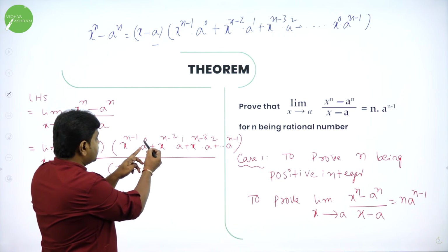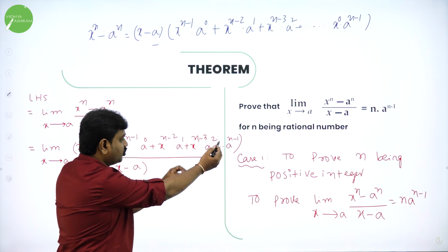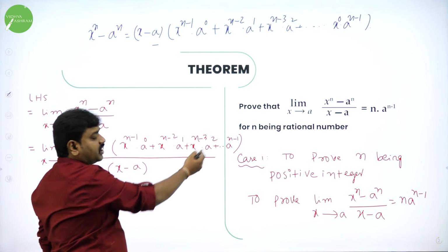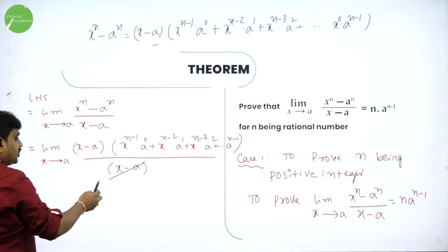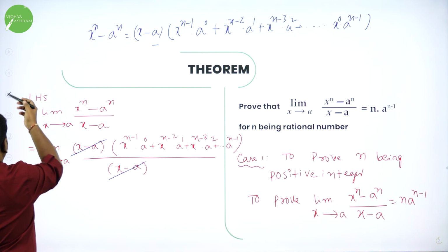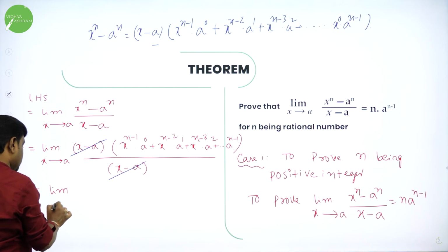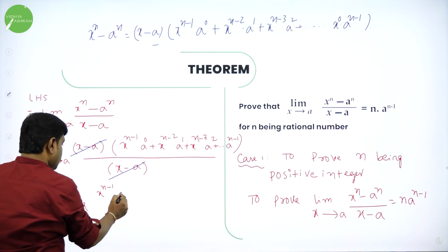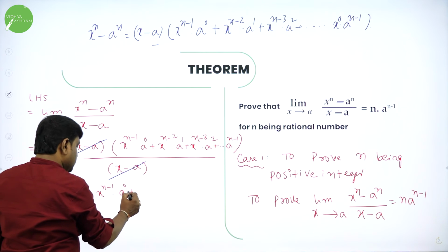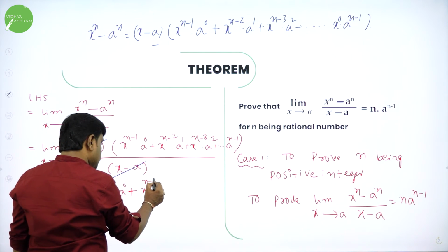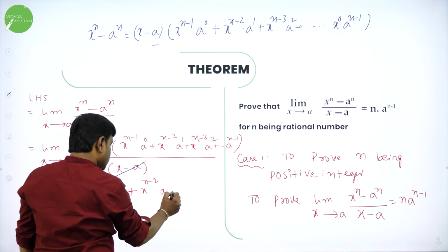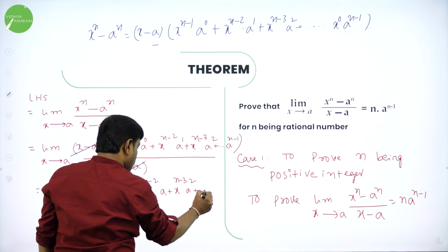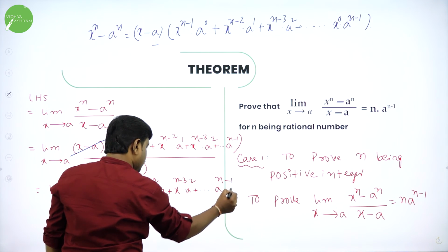And a power goes on increasing, a power 0, then a power 1, then a power 2, and so on till the final term. So in between we will have so many terms, dot dot, a power n minus 1. Now after that these two cancel. Now further, limit x tends to a, you are left with x power n minus 1, a power 0 plus x power n minus 2 a plus x power n minus 3 a square, and so on. Last term is a power n minus 1, x vanishes.